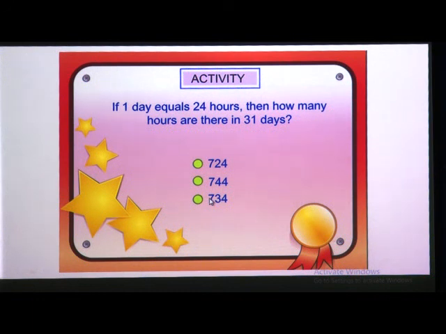So, what will be the operation? Here first you will write the statement, or you can say the solution, that one day is equal to 24 hours. Therefore, 31 days is equal to 31 multiplied by 24. So, after multiplication, just find out which option is the correct option. Again we are using a unitary method and we have to find out the number of hours in 31 days.